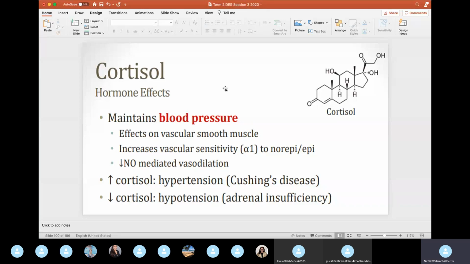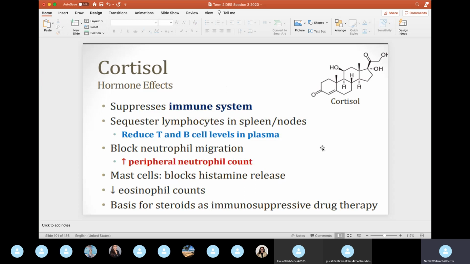There are different effects of cortisol. You need to know them. High yield: it maintains blood pressure. So because of an increase in cortisol, you can have hypertension and Cushing's. Decrease in cortisol, you can have hypotension in adrenal insufficiency.